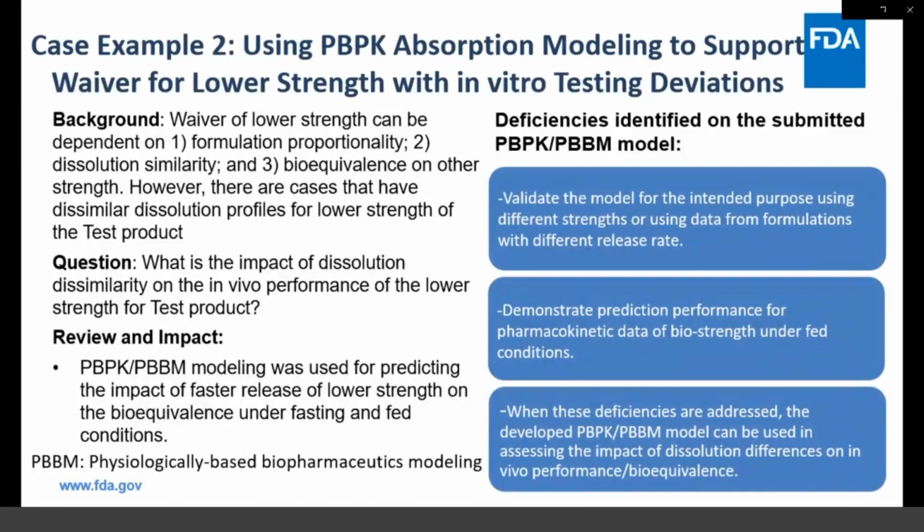The second case example is about using PBPK absorption modeling to support waiver for lower strength with in vitro testing deviations. We know that waiver of lower strengths can be dependent on formulation proportionality, dissolution similarity, bioequivalence on other strength. However, this case example has dissimilar dissolution profiles for lower strength of the test product. Thus, PBPK-PBBM modeling was used for predicting the impact of faster release of lower strength on the bioequivalence under fasting and fed conditions.